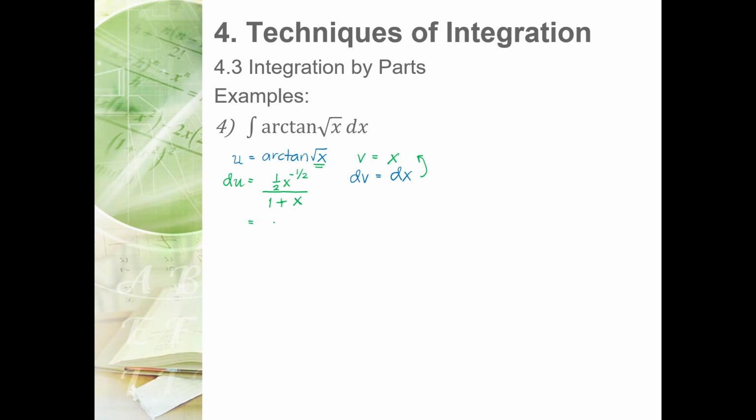So you have 1/2. It looks complicated, so let's try to simplify. Okay, so this becomes dx all over 2 times the square root of x, and then 1 plus x.